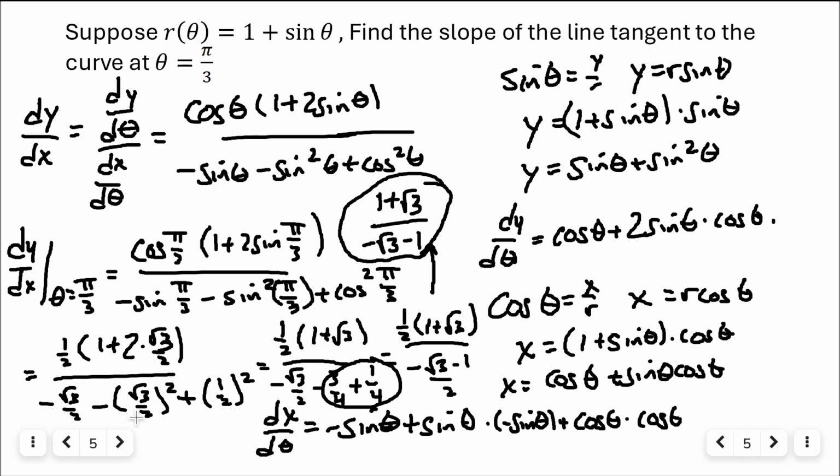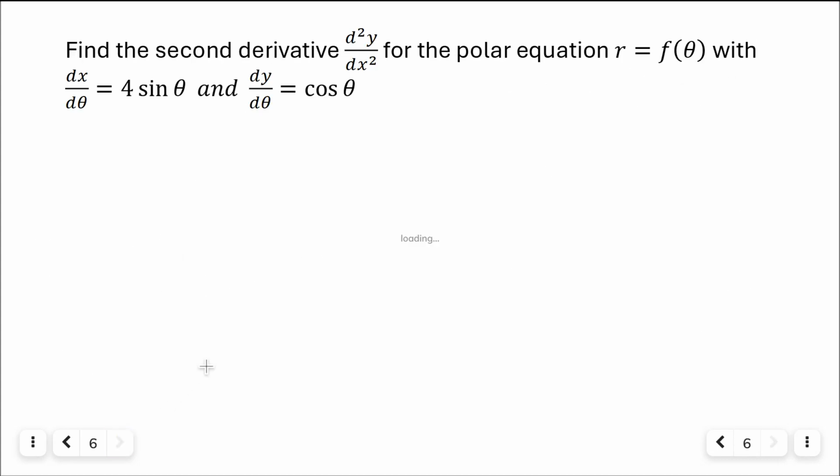All right. So now finally, let's find the second derivative, d squared y over dx squared, for the polar equation r equals f of theta, with dx d theta equals 4 sine theta, dy d theta is equal to cosine theta. Okay, so let's talk about the second derivative. Well, the second derivative is really the first derivative's derivative.